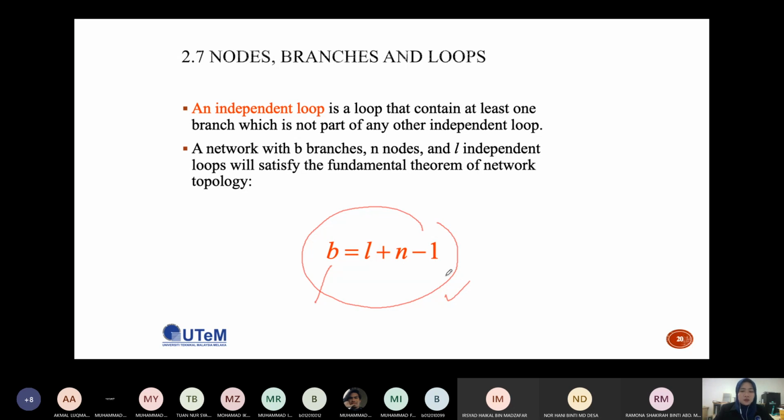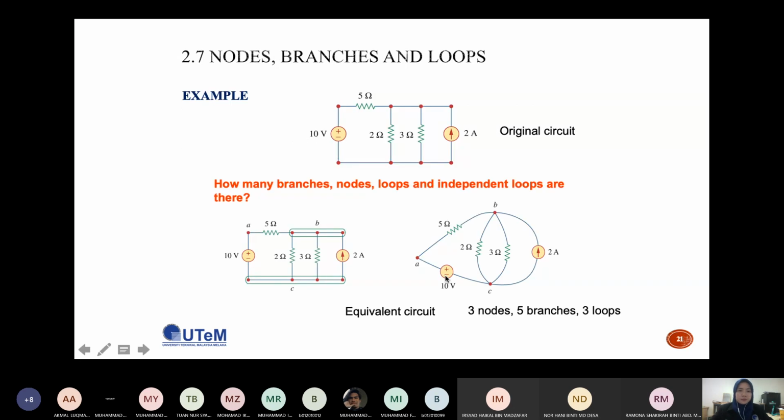So now let's look at an example. In this example, you are given a circuit like this. The question asks you how many branches, how many nodes, how many loops, and how many independent loops are there.